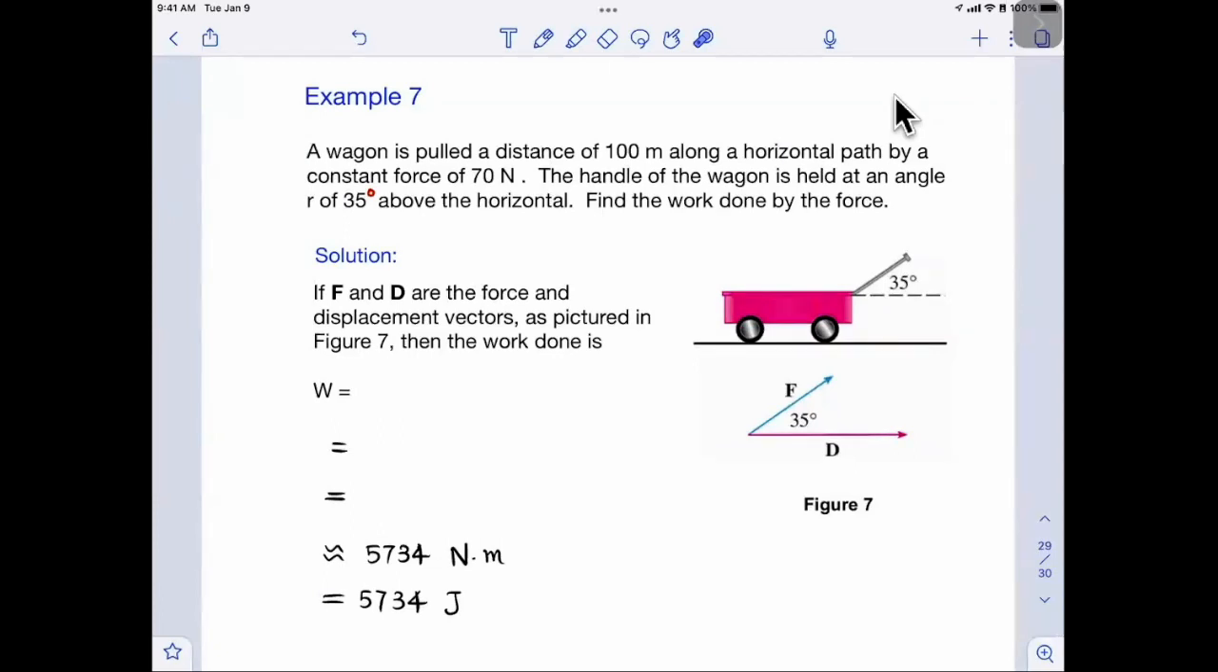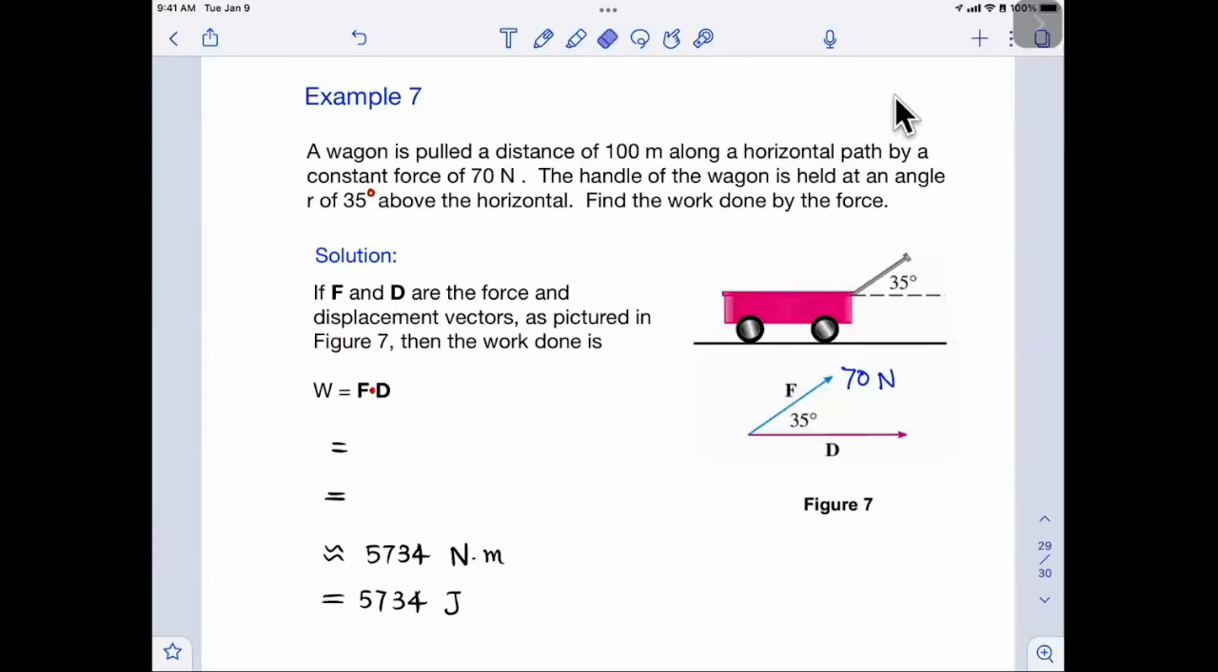So this wagon is pulled a distance of 100 meters along this horizontal path. And the force here is a constant, which is 70 Newton. The handle of the wagon is held at an angle of 35 degrees above this horizontal. Find the work done by the force. The F here is the force vector, D is the displacement vector, then the work done will be the dot product of these two.